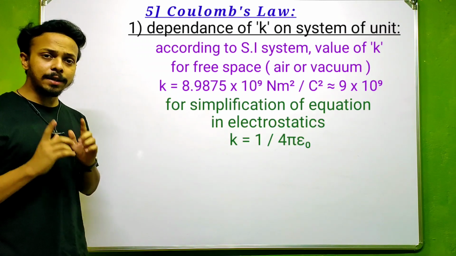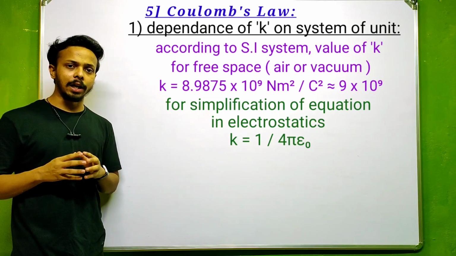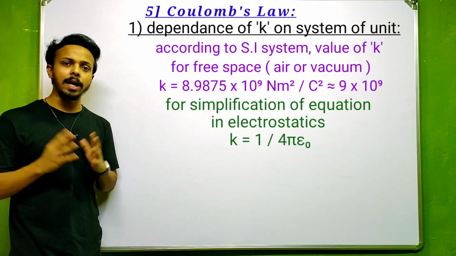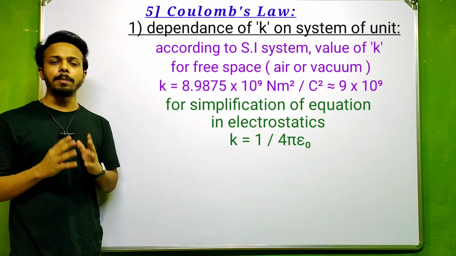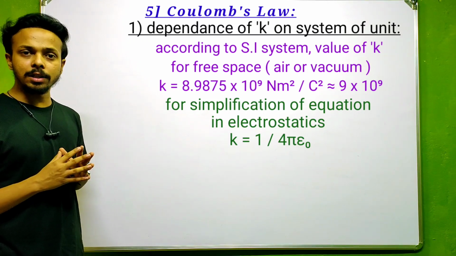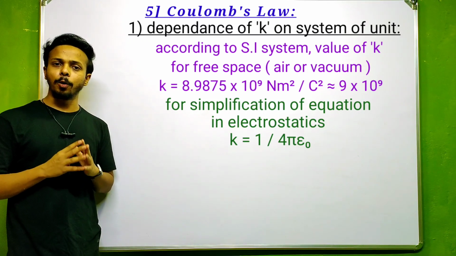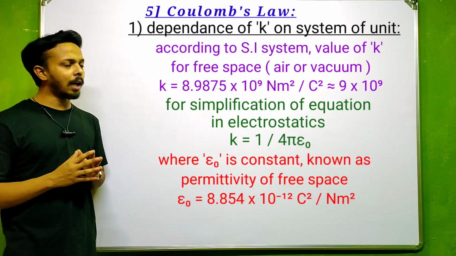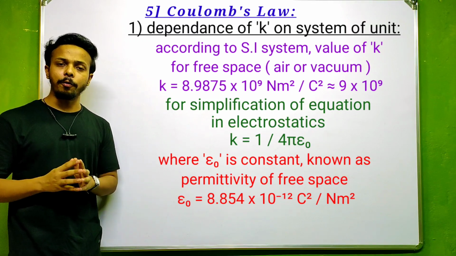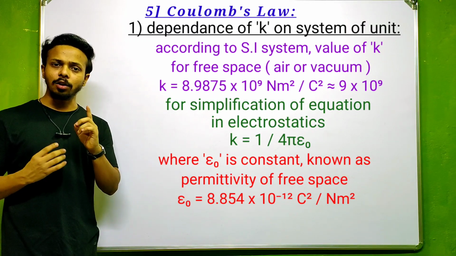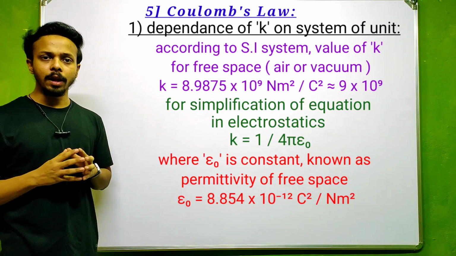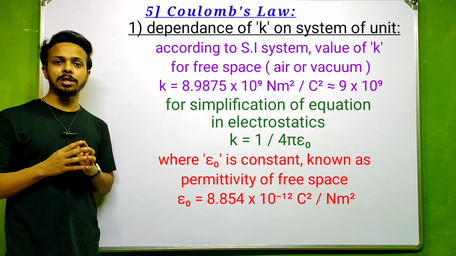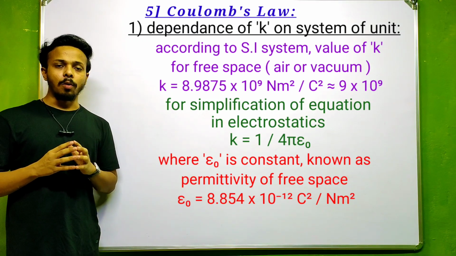For simplification of the formula in electrostatics, usually K is expressed as K is equal to 1 divided by 4 pi epsilon naught. So for simplification, the K value is expressed like this: K is equal to 1 divided by 4 pi epsilon naught. And now, what is epsilon naught? Here epsilon naught is a constant for free space, that is, it is a constant value for air or vacuum, which is equal to 8.854 into 10 to the power minus 12. So what should be the unit for this?